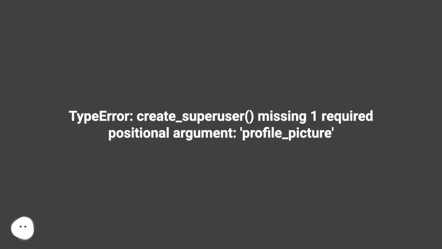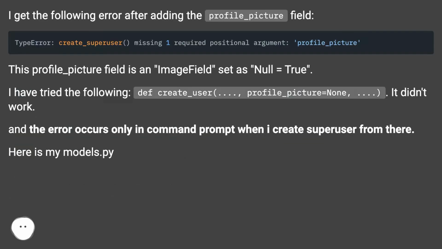TypeError: create_superuser missing one required positional argument: 'profile_picture'. I get the following error after adding the profile_picture field. This profile_picture field is an ImageField set as null=True.